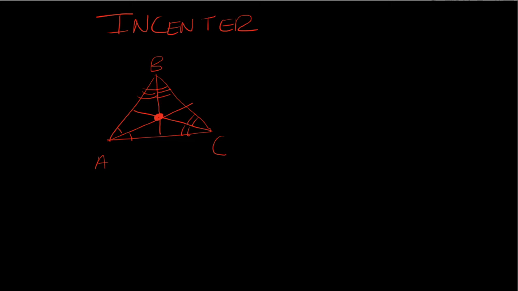Now, in order to find the coordinates for this point, we're going to have to label, let's say this side will be A, this C, and this B. And let's say we have the point x1, y1. And then x2, y2. x3, y3.